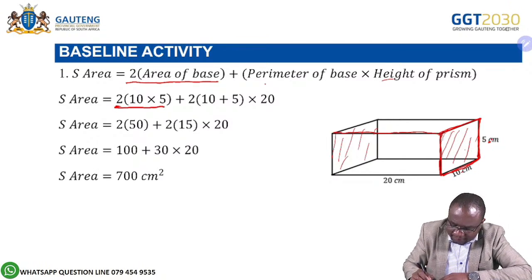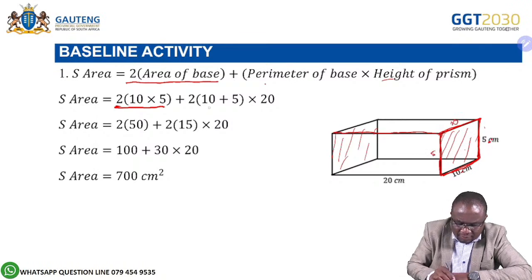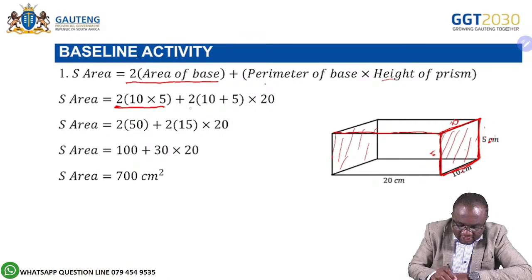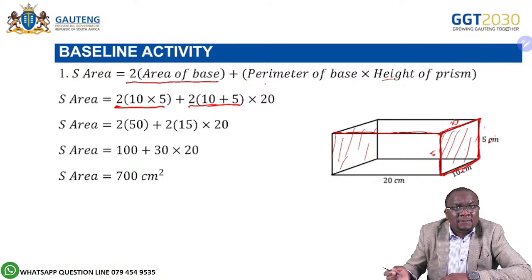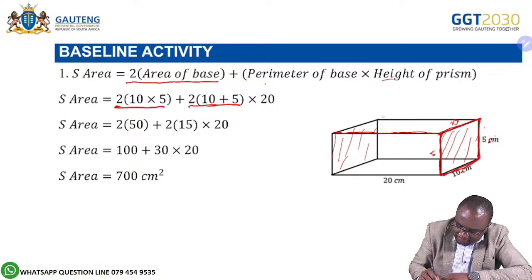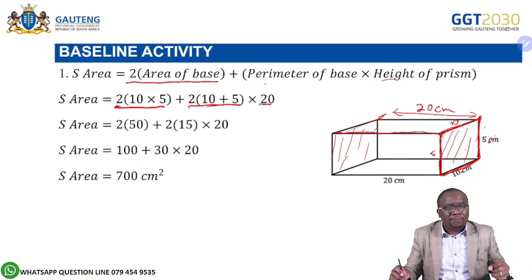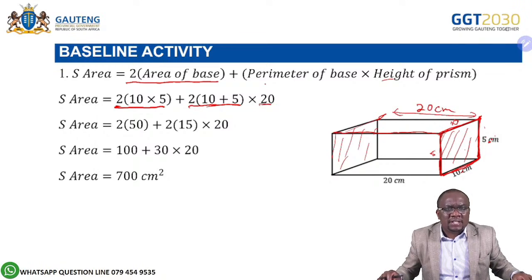And then the perimeter of the base is 10 plus 5, and then another 10 plus 5. So we can say (10 plus 5) times 2, or if you want, you can say 10 plus 5 plus 10 plus 5, which is 30. If you say 10 plus 5 is 15, 15 times 2 is 30. So the perimeter of the base here is 30, times the height of the prism, which is this distance from there to there, 20 centimeters, so times 20. You see that? And then we get our surface area of the rectangular prism.